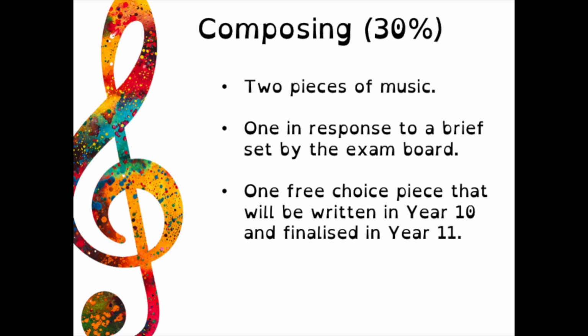Next up is Component 2. This is composing and also worth 30% of your final grade. Yes, that's right, 60% of this subject is coursework, meaning only 40% exam. For composition, you will need to compose 2 pieces of music. The first piece you will start in year 10. This is a free composition, meaning you can compose anything you like: a song, a piano piece, film music, a classical string quartet, and there are many more options.